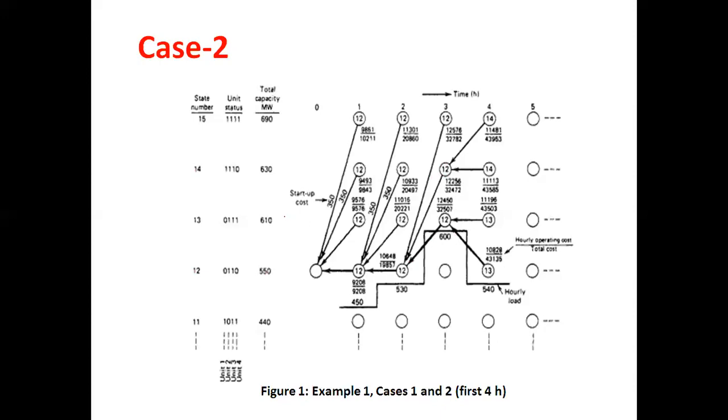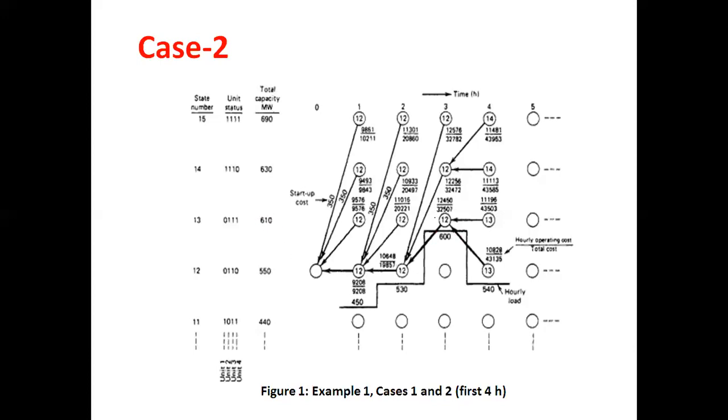But when I use the concept of complete enumeration, state number 13 can easily serve the load demand of 600 at the third hour, because its generation capacity is 610.